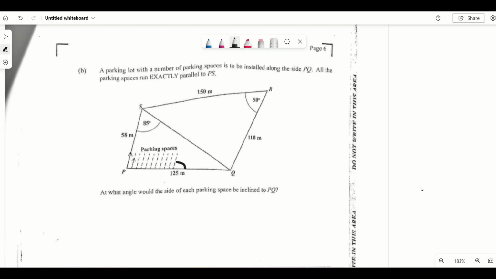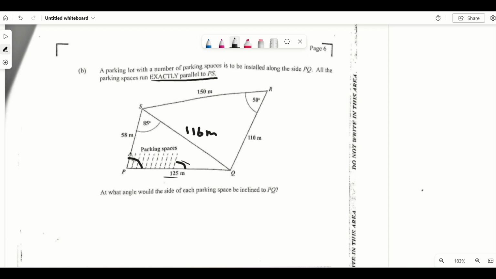But because they said this thing, they're exactly parallel to PS, we can say that this angle I just now drew is the same angle as this line here, PS and PQ. Now, in this case, we know this is 116 meters, right? From above, we know this is 116 meters. We have a triangle that is not 90 degrees.